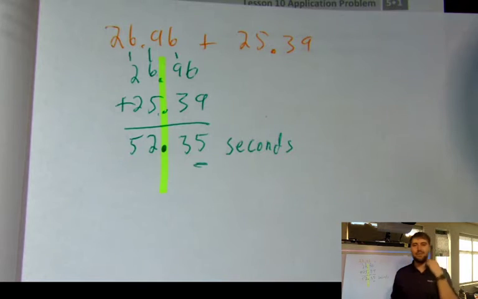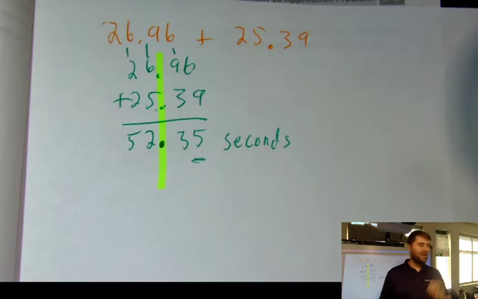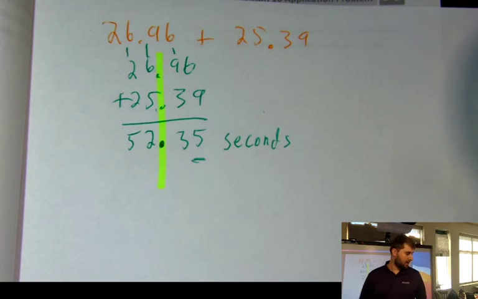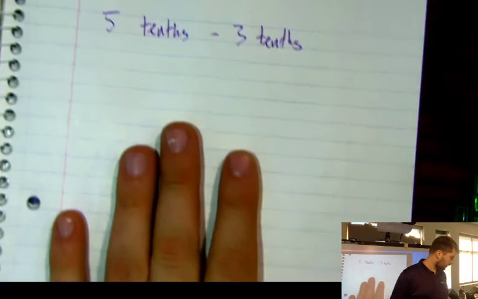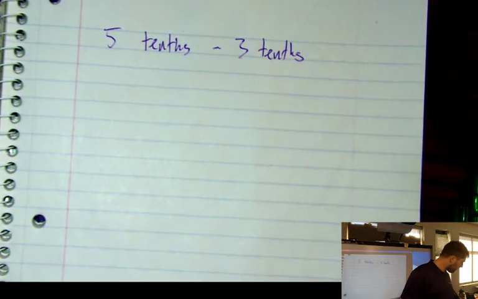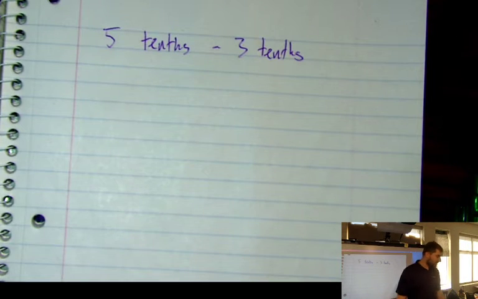We added those two decimals, the first 50 meters and the second 50 meters, added them together to get our total time. Awesome. I love it. Now we are going to begin subtracting some decimals. All right. So we are subtracting 5/10 minus 3/10.